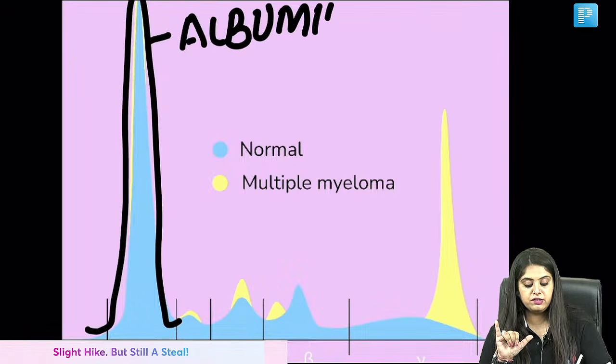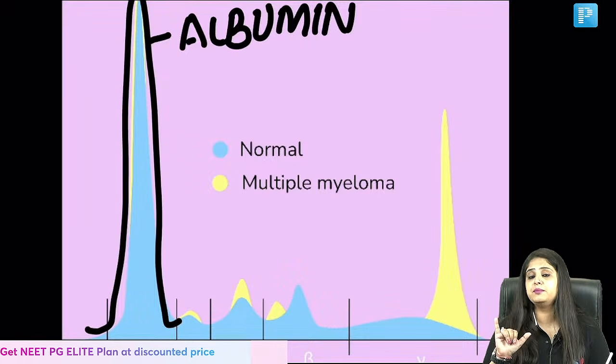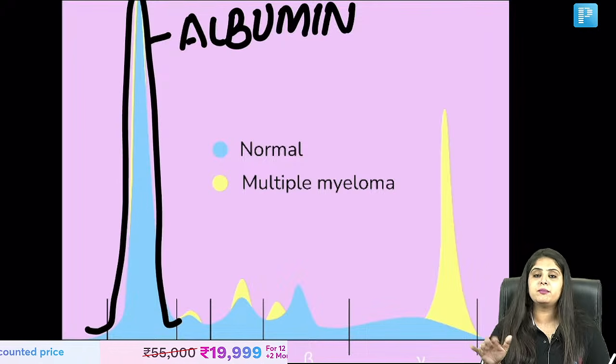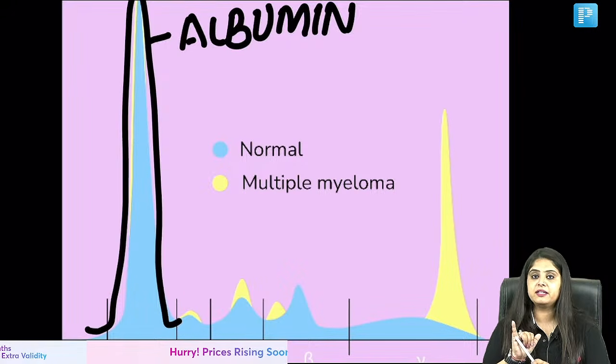Everyone in front of your respective screens, this is how you should be sitting right now. Irrespective of whether you're in a library, people around you think you've gone mad, but never mind, sit like this. This is what it looks like. This is an albumin spike, which is normal.